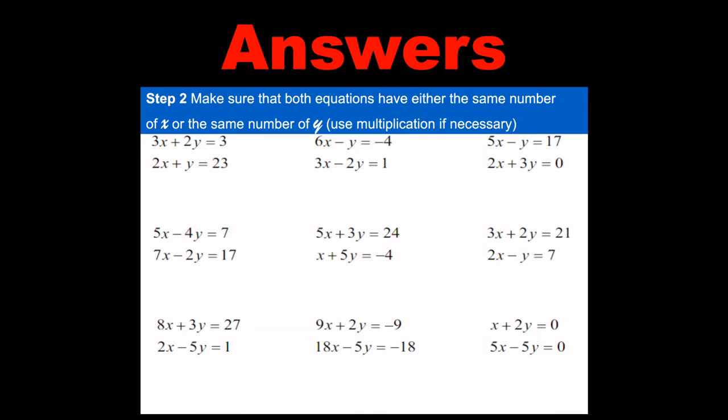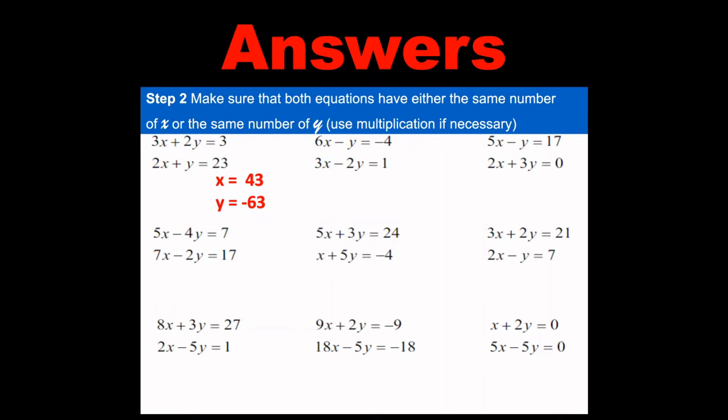For the first question, we don't have the same number of x's or y's, so you needed to match them first. And I would recommend multiplying the second equation by 2 to get your y's the same. Once you got your y's the same, you should have been able to eliminate them and find that x is 43, and then use that to find that y is -63.